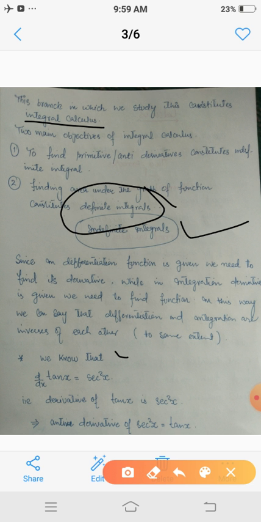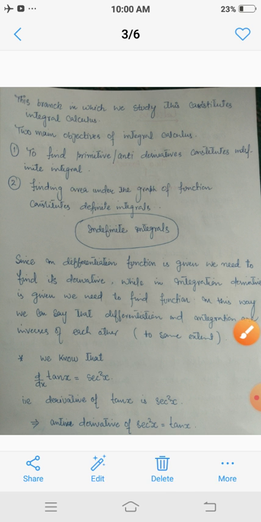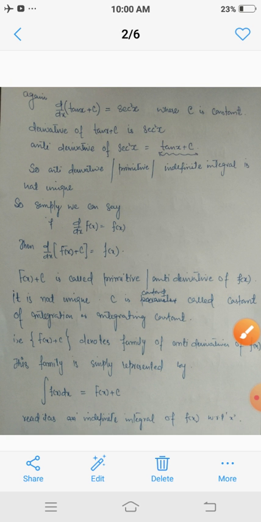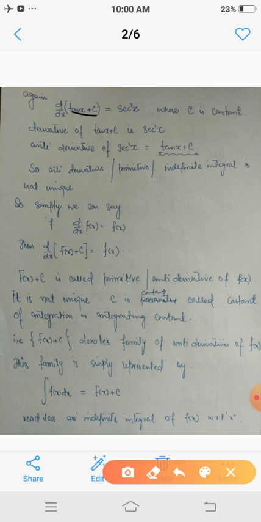Now we know the differentiation, like if we consider the function, the differentiation of tan x is sec square x, that is, the derivative of tan x is sec square x. This implies that the antiderivative of sec square x is tan x. Now if we consider again the function tan x plus c, where c is an arbitrary constant, then the derivative of this whole function tan x plus c equals sec square x, because the differentiation of tan x is sec square x, while the differentiation of c is 0.